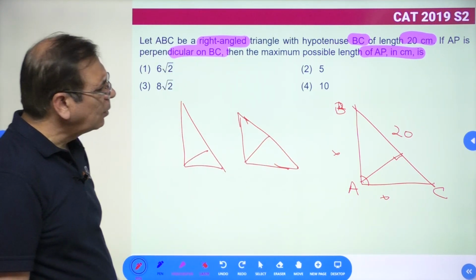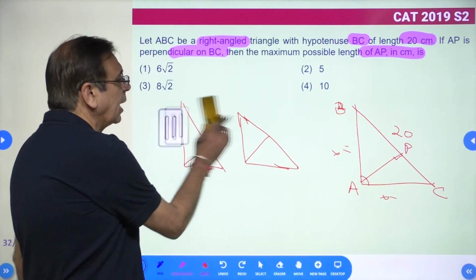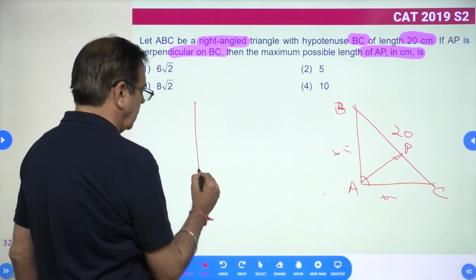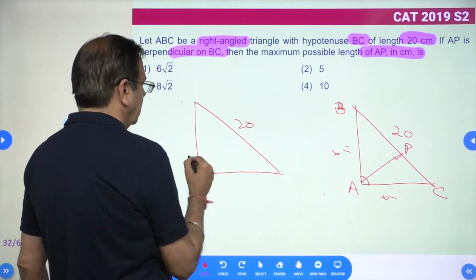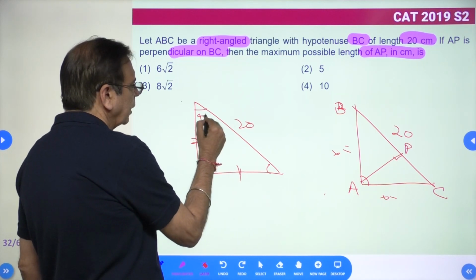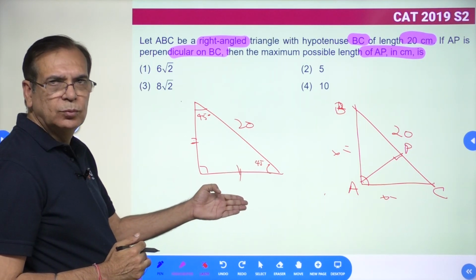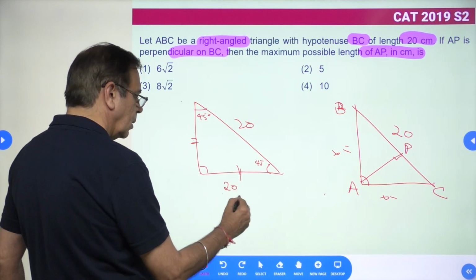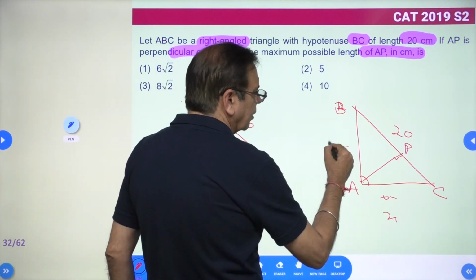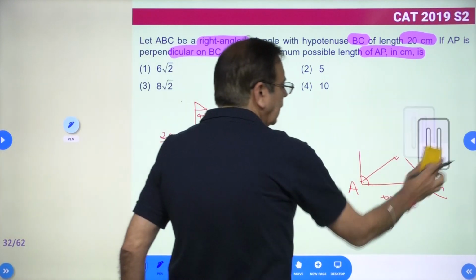So the simple thing out here was, for this AP to be maximum, this has to be an isosceles right triangle. That means each angle will be 45, 45. So if this is 20, it has to be an isosceles right triangle. After all, if this is x and this is x, this will be x root 2. So divide by root 2. So 20 by root 2 is the value of each side.